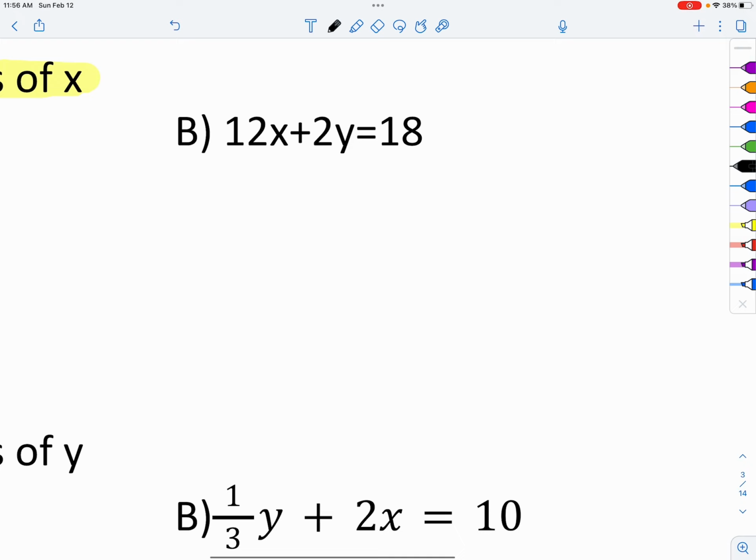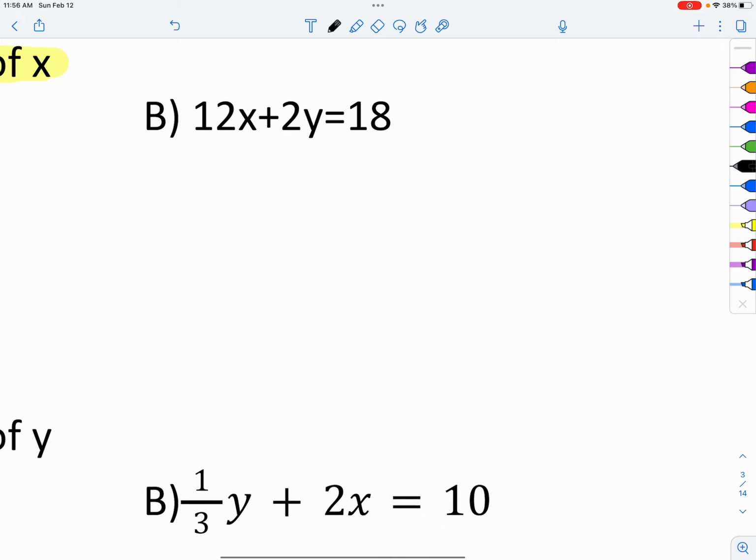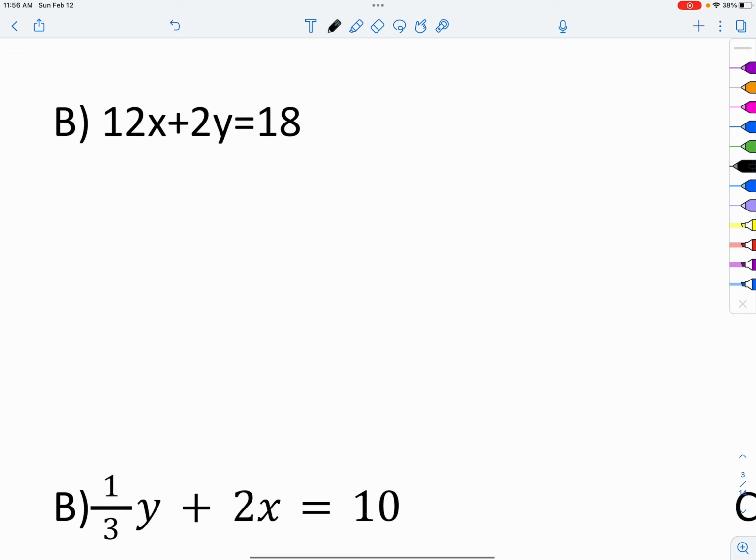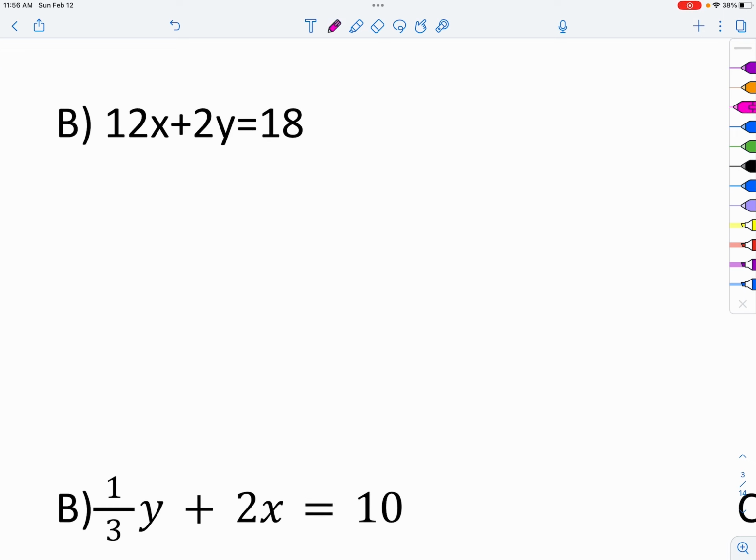Maybe, we've done a few examples in this video, it's a good chance for you to pause it and try B and C on your own. Can you isolate x correctly? Then resume the video and check the answers.